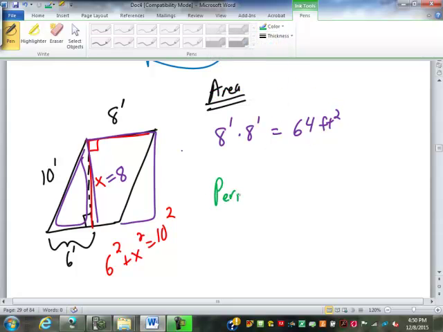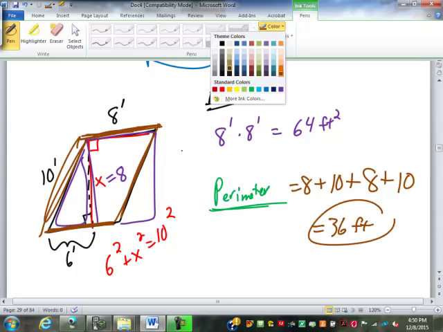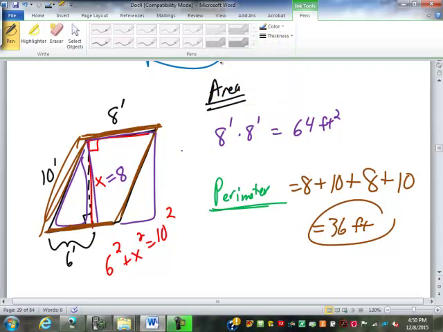What if I asked you to find the perimeter? How do you find perimeter of stuff? No, we add them. 8 here, plus, this is 10, plus, this is 8, plus, this is 10, adds up to 36 feet. Questions?